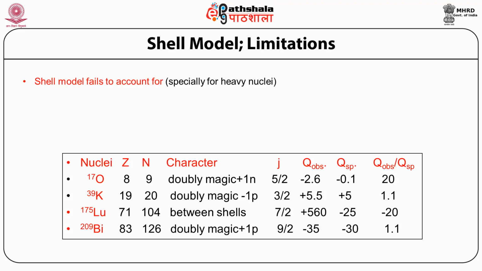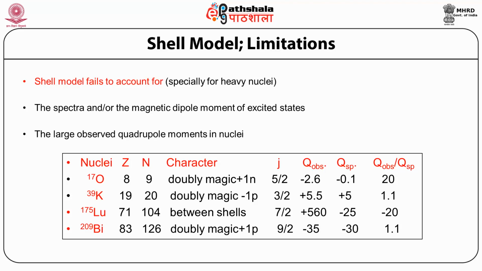What are those limitations that we are going to study in this slide? The shell model fails to account for, especially for heavier nuclei, the spectra and/or the magnetic dipole moment of excited states. It means the shell model could not explain various important properties of heavy nuclei. What are those important properties? It could not explain the energy spectra and/or the magnetic dipole moment of excited states observed in heavy nuclei. Also, it could not account for the large observed quadrupole moment in nuclei.